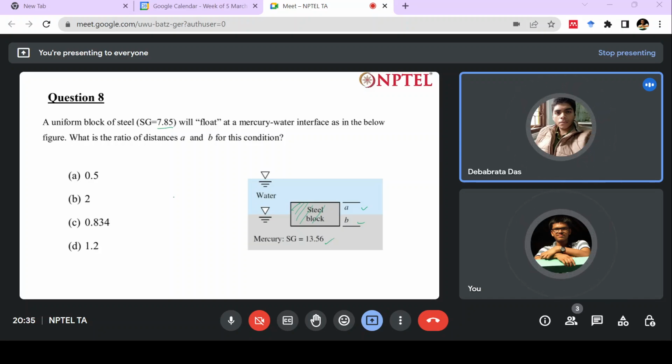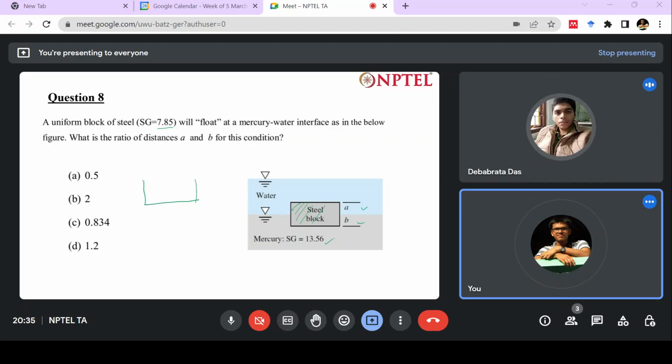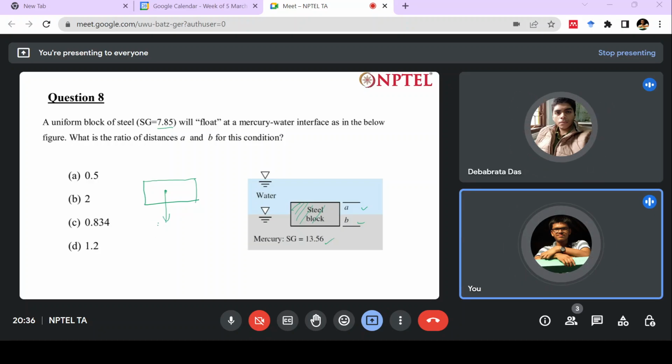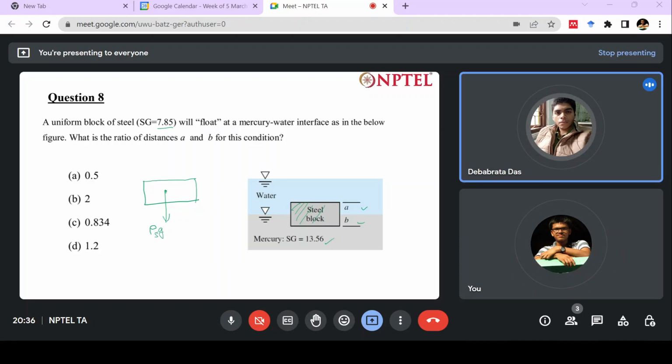So what will you do? You will take the steel block and do a force balance. Basically, this is nothing but a force balance. One force is gravity, which is the density of the steel block, rho into g into the volume of the steel block. Let me denote this volume as capital V.